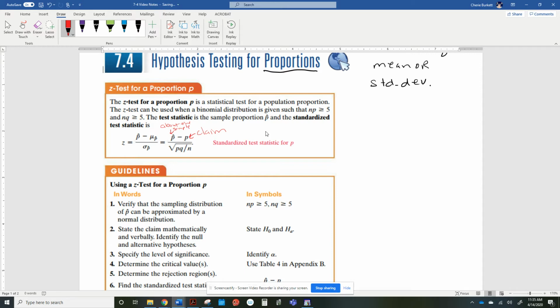Notice down here is not p hat, it's this p. So be careful that you keep these two pieces of information separate from each other, the difference between p and p hat.